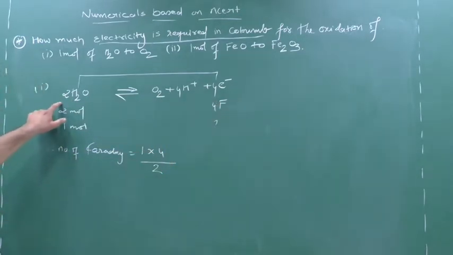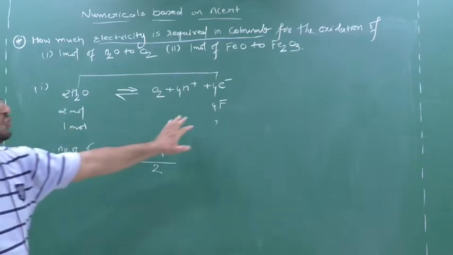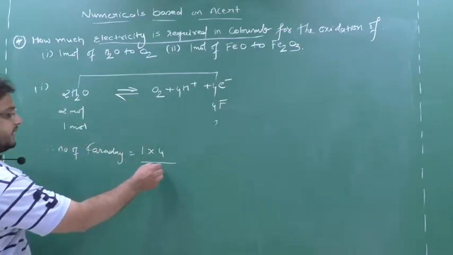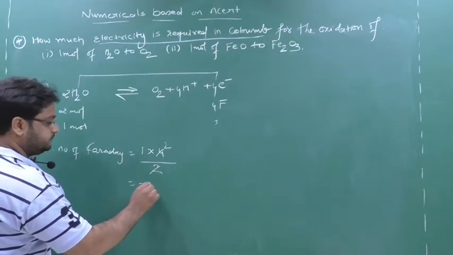So I am developing the relation between H2O and Faraday. I got this 2 mole by balancing the reaction. When I balance the reaction, I get that 2 mole of H2O will produce how many Faraday? 4 Faraday. But in the question, how many moles have they given? They have given 1 mole. So for 1 mole, how many Faraday? So 1 into 4 by 2. So the answer I will get is 2 Faraday.